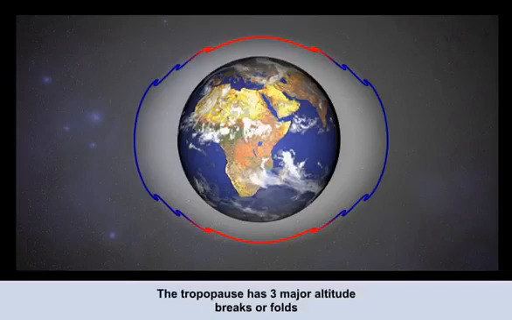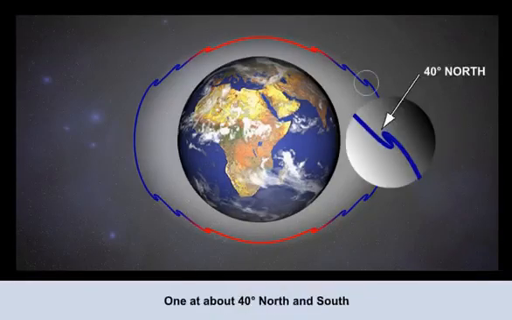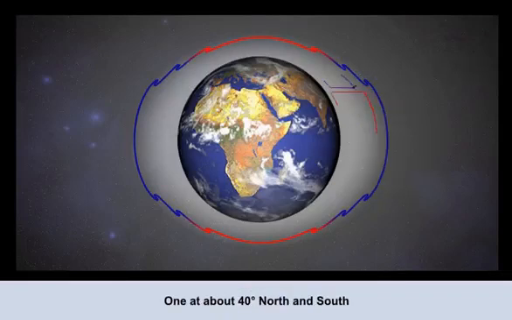This is where we find a significant difference in the temperature in the troposphere, and therefore a significant tropopause altitude change. The first of these is at about 40 degrees latitude. The warm air circulating from the equator meets much cooler air circulating from mid-latitudes. This temperature difference in the troposphere causes a height change of the tropopause.